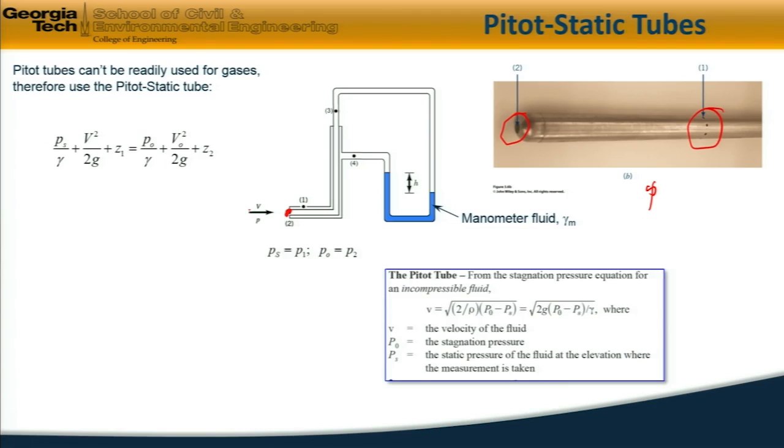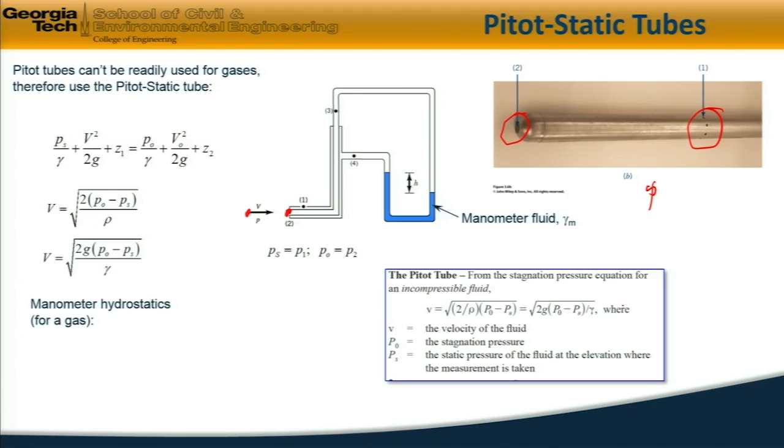If we apply the Bernoulli equation from well upstream of the Pitot tube to the stagnation point, we have the same equation that we had before, and by the same analysis, we end up with this equation. The unknown velocity v is the square root of 2 times the pressure difference divided by the fluid density. Or, recognizing that gamma is equal to rho times g, I can write it in this form, where gamma is the specific weight.